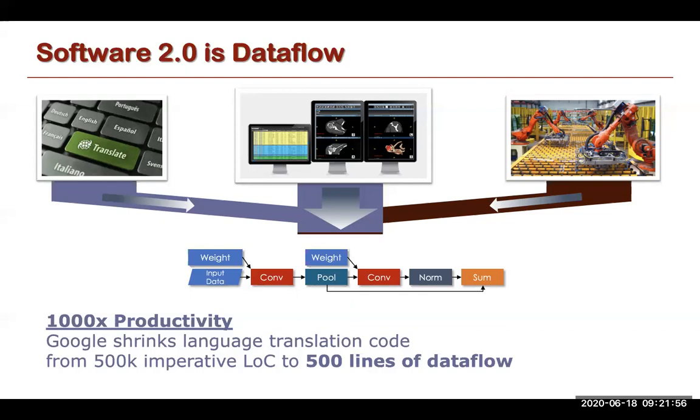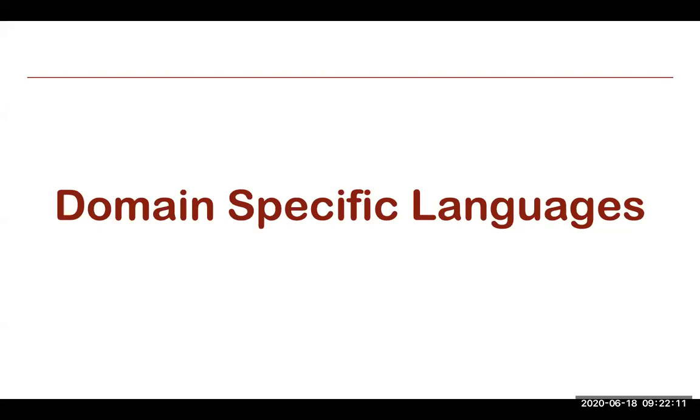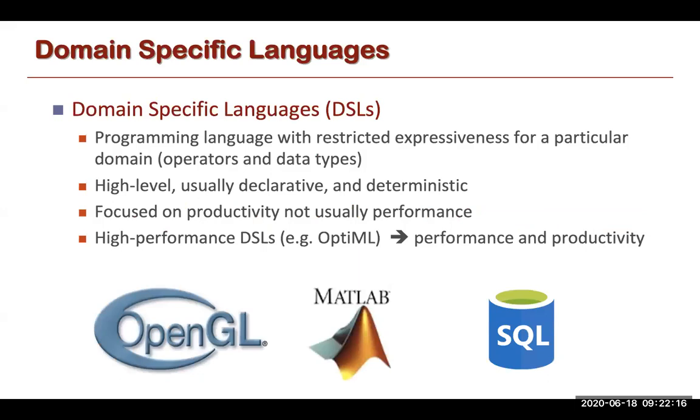This data flow code was developed using a domain-specific language called TensorFlow. And if you look at the TensorFlow code, it's in fact data flow. So let's look at domain-specific languages and see how these data flow ideas are expressed. The idea of domain-specific languages is a fairly old one, right? Instead of having a general purpose language that handles all sorts of applications, you have a domain-specific language that has restricted expressiveness and with operators and data types that are matched to the problem at hand.